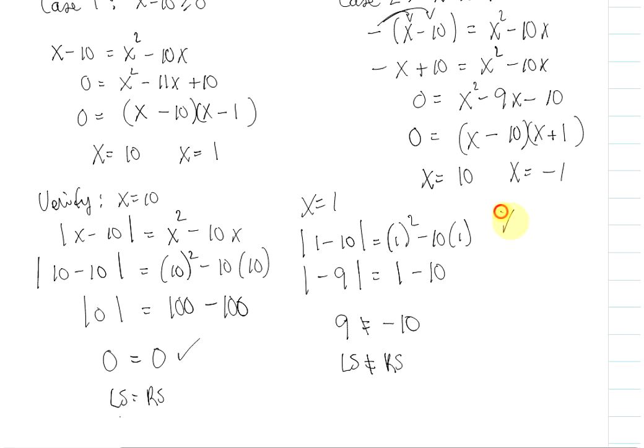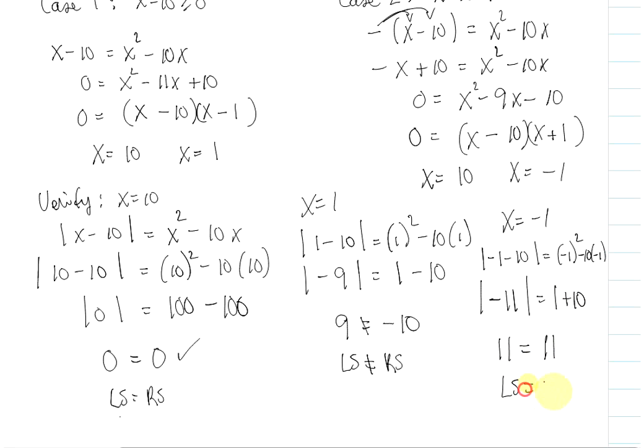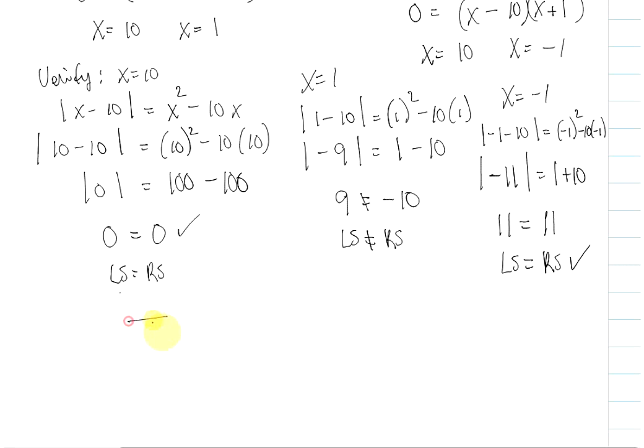And then we go to x equals negative 1. Plug that into the original equation, so the absolute value of negative 1 minus 10 equals negative 1 squared minus 10 times negative 1. And so in the absolute value bracket we get negative 1 minus 10, which is negative 11. And that's equal to negative 1 squared, which is 1, and negative 10 times negative 1 is positive 10. Absolute value of negative 11 is 11. And 1 plus 10 is 11, so we get that the left side is equal to the right side, so that one works.